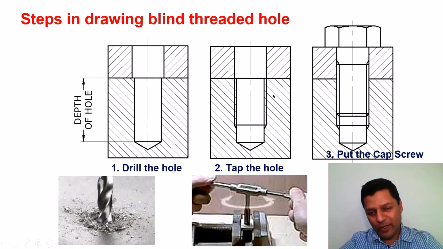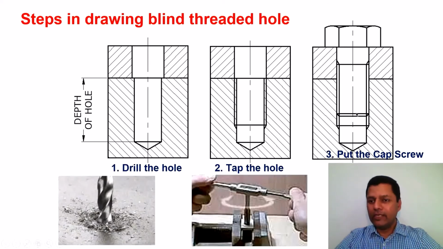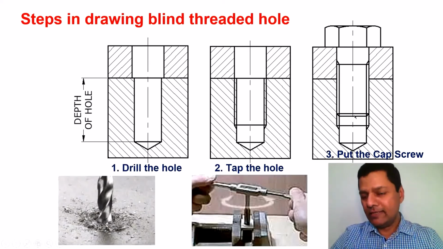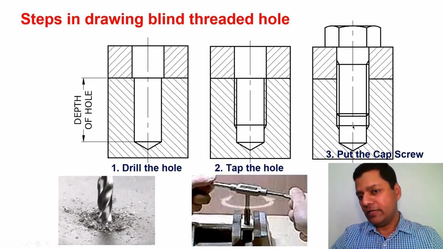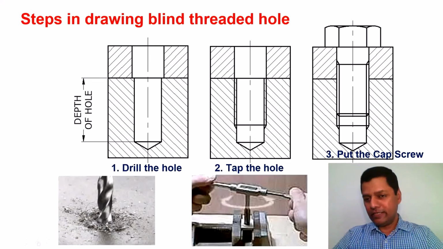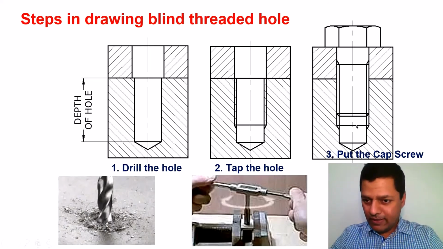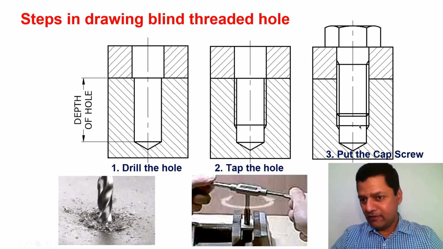Once you drill the hole and tap the hole, your internal threads are ready. You can now insert the cap screw in that. But when you put the cap screw, usually we adjust the length and the threaded length of the cap screw so that it will not hit the end of the threads here. Otherwise it may damage the cap screw as well as the thread. So we manage it by keeping some less length here than the depth of the threads.